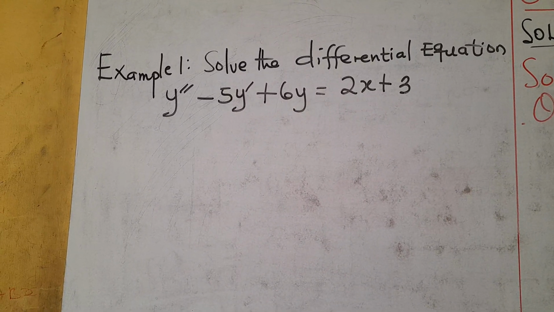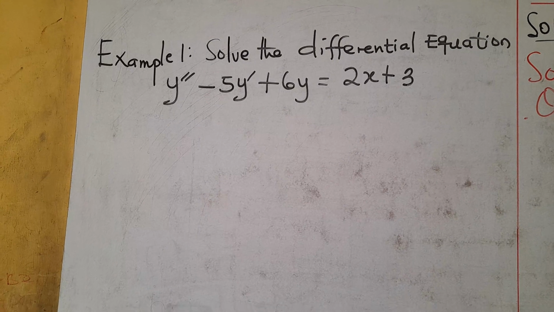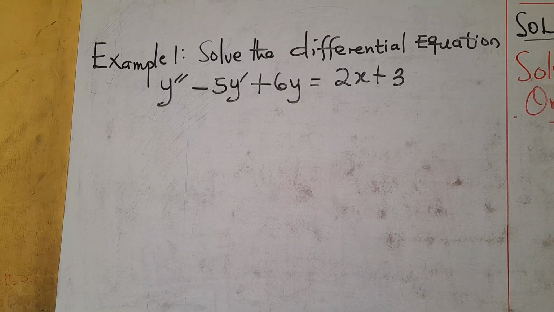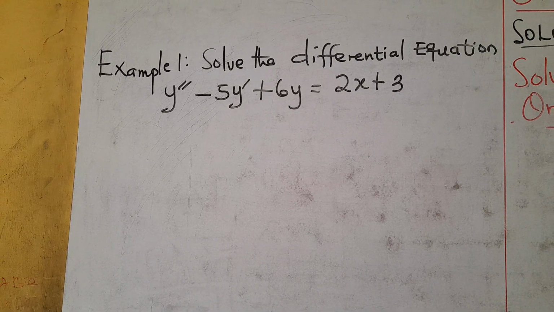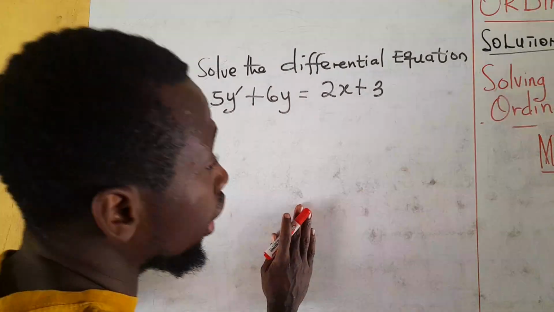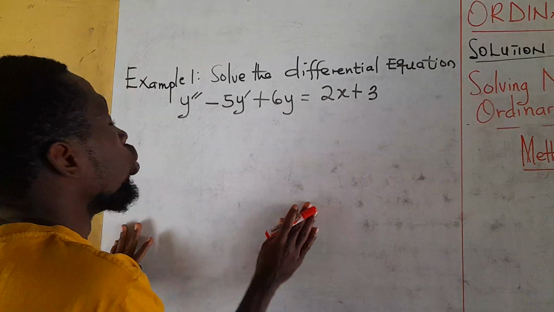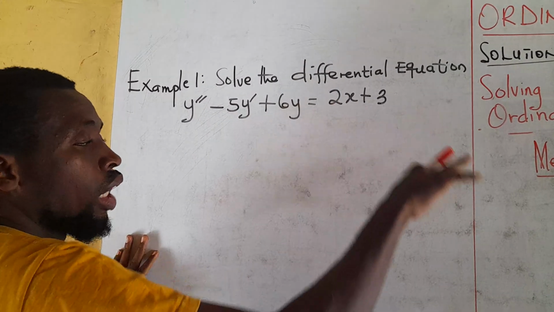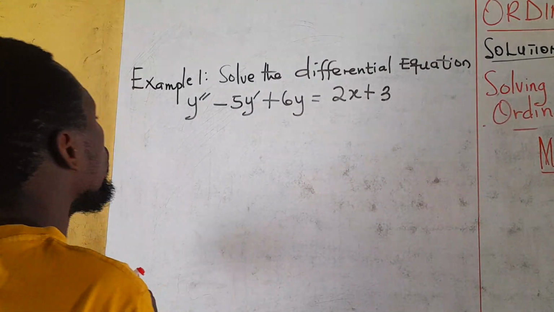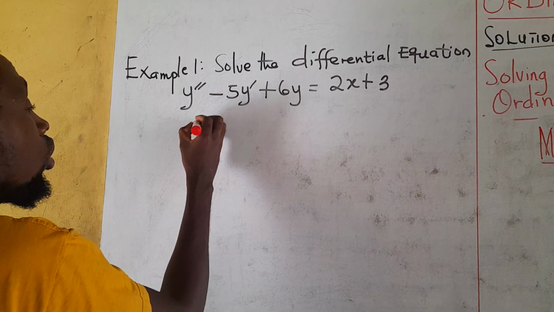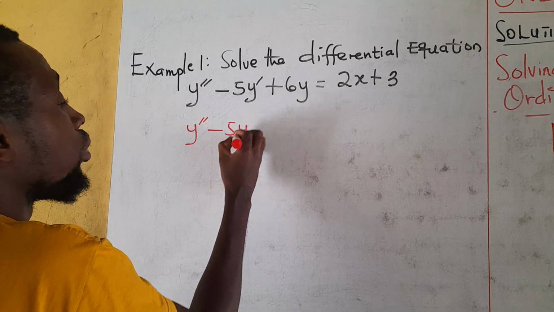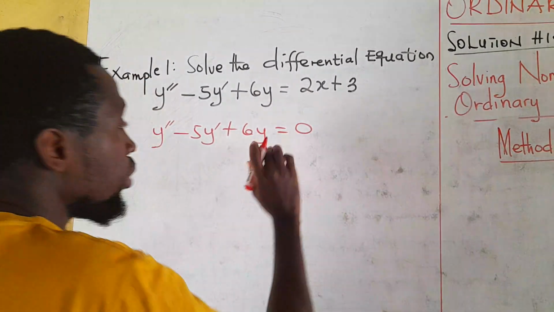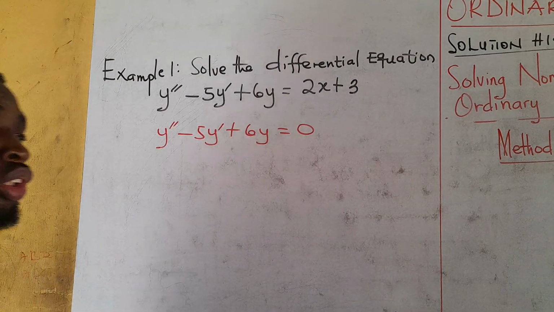They say solve the differential equation y prime prime minus 5y prime plus 6y equals 2x plus 3. So how do we solve this? Please remember, we said that with the method of undetermined coefficients, we solve the homogeneous side by equating this to 0. Then after that, we take the second side. So we say that y prime prime minus 5y prime plus 6y should be equal to 0. Immediately we equate it to 0, it becomes homogeneous.